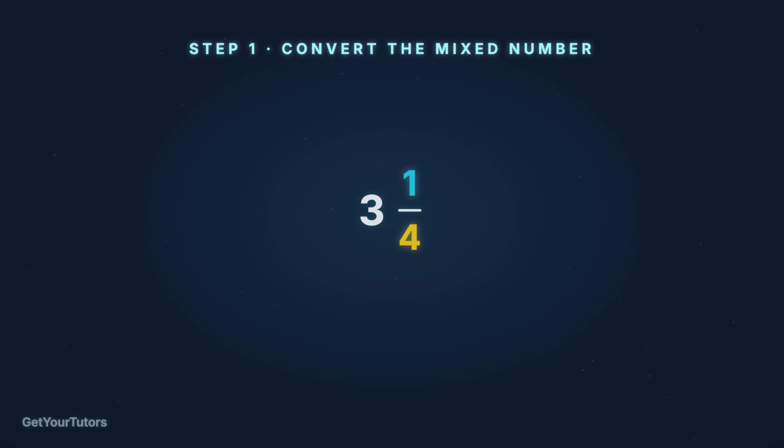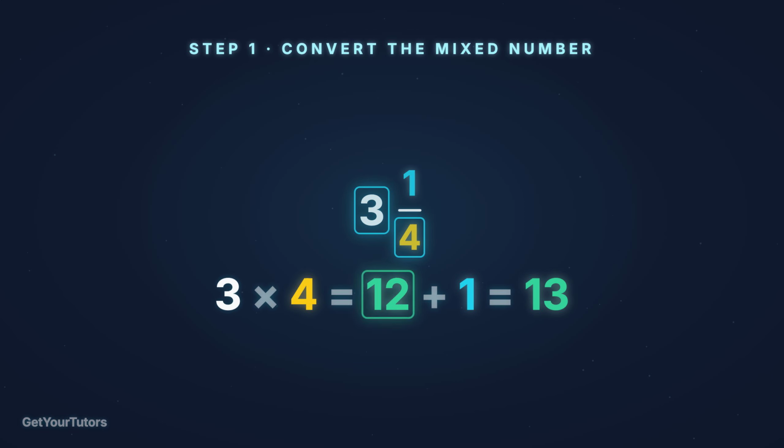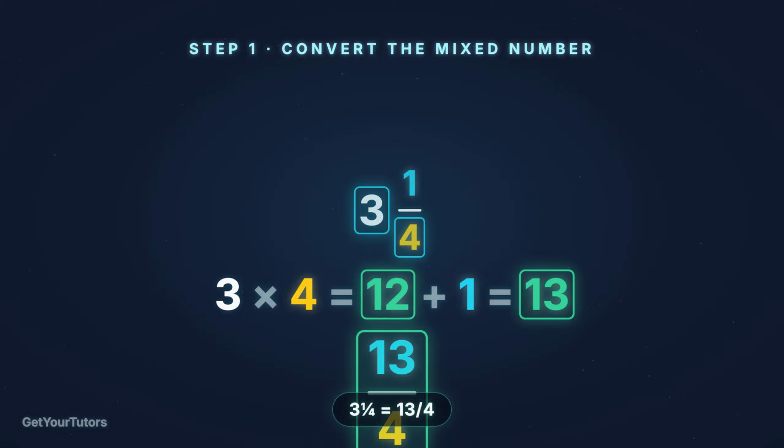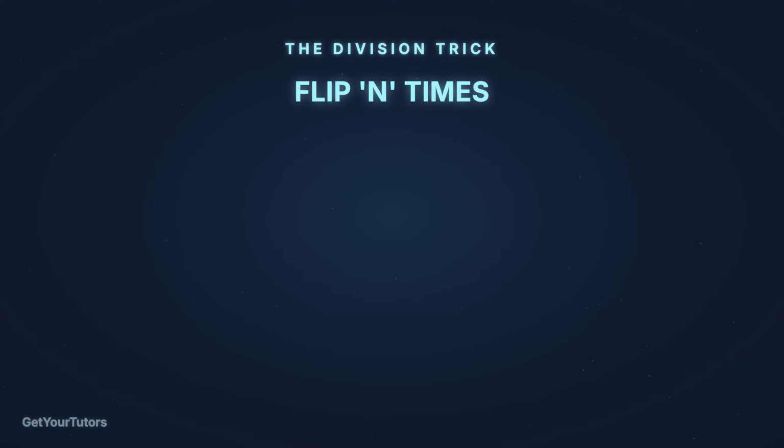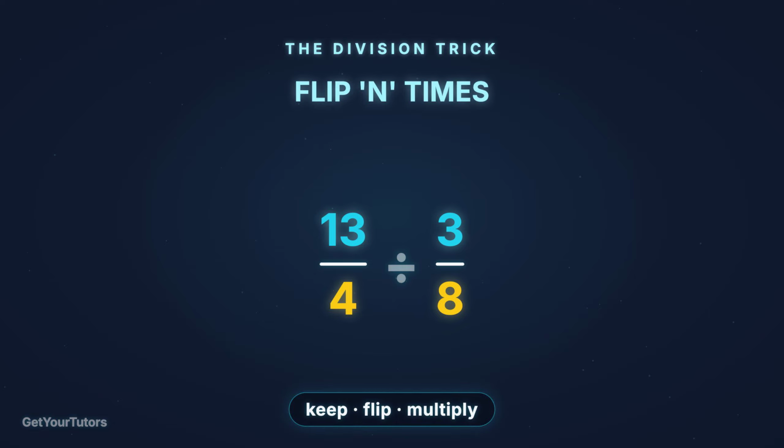Step 1. Convert the mixed number. 3 times 4 is 12, plus 1 is 13. We get 13 quarters. We have 13 quarters divided by 3/8. Here is the ultimate examiner trick for division. Remember to flip and multiply.